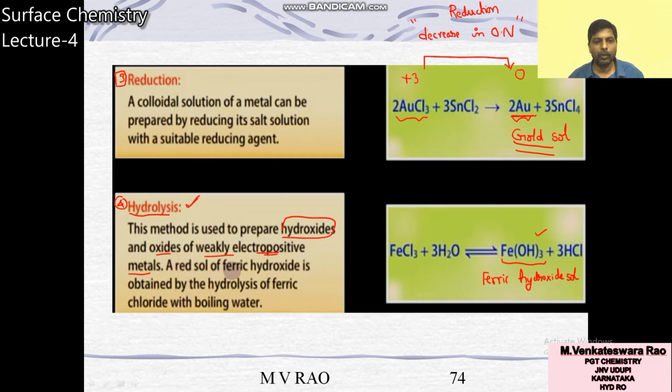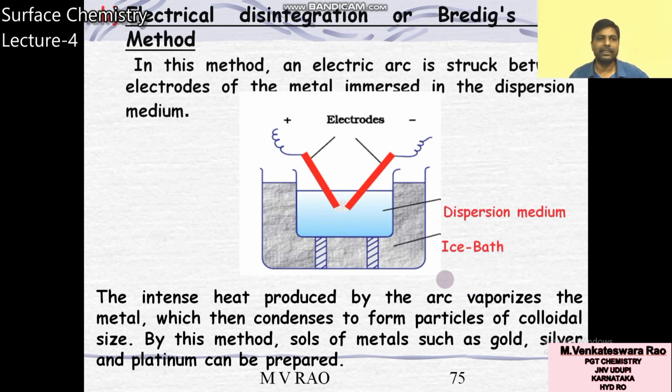A red sol of ferric hydroxide is obtained by the hydrolysis of ferric chloride. On hydrolysis, you will get red colored ferric hydroxide sol. This preparation of hydroxide sol is there in our practical syllabus also. Preparation of sulfur sol, preparation of ferric hydroxide sol. These four are the chemical methods.